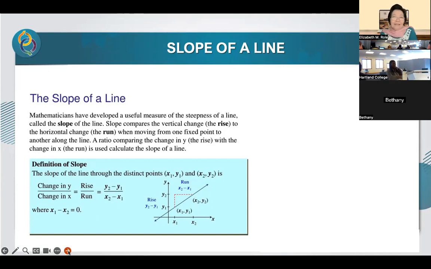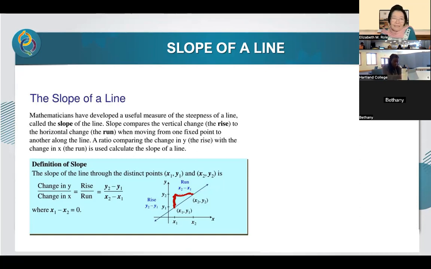Besides intercepts, and I think this was hinted to us by Manish last meeting, you're also dealing with what we call the slope of a line. This is a measure of how steep the line is. It deals with the ratio between the vertical change, which we call the rise, to the run.